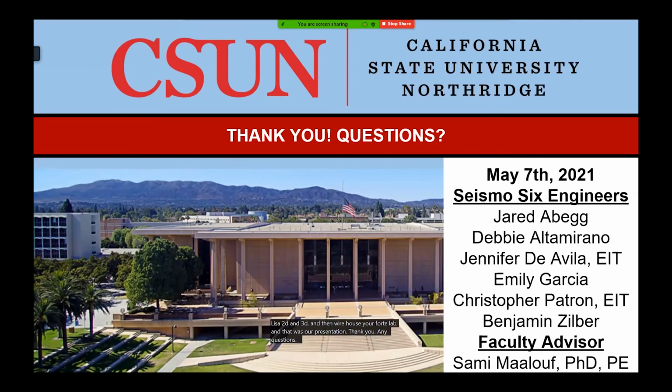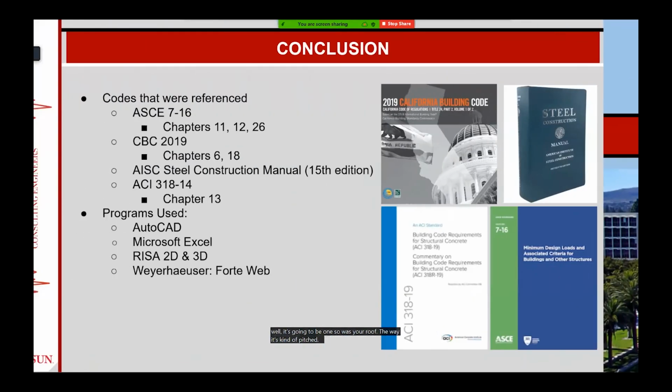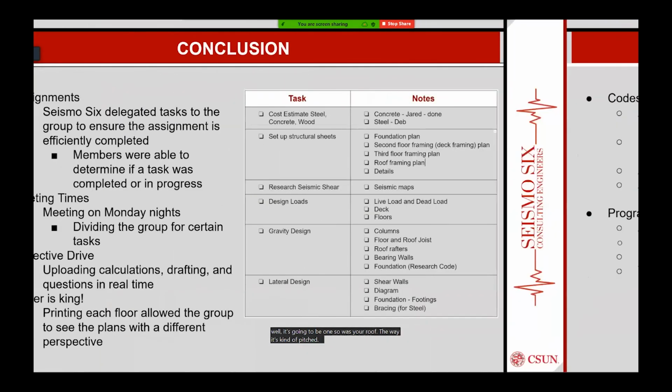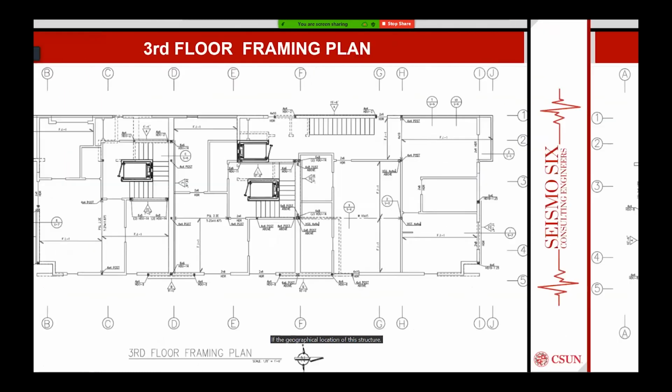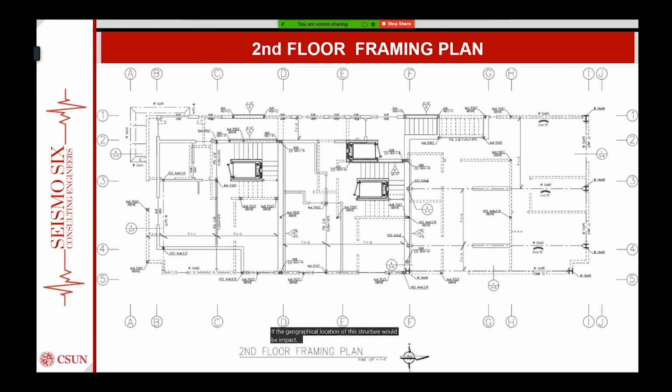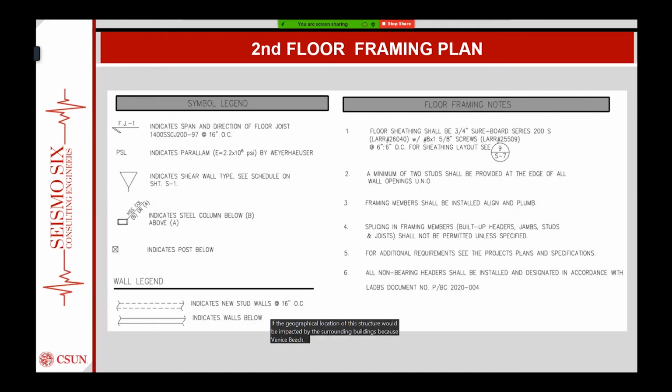Yes, I have a question. I have two of them, actually. Well, it's going to be one. So with your roof, the way it's kind of pitched, how is that relevant to the buildings next to it? And is it meaningful to have that kind of roof, an extra cost, if the geographical location of this structure would be impacted by the surrounding buildings, because Venice Beach is very densely populated?